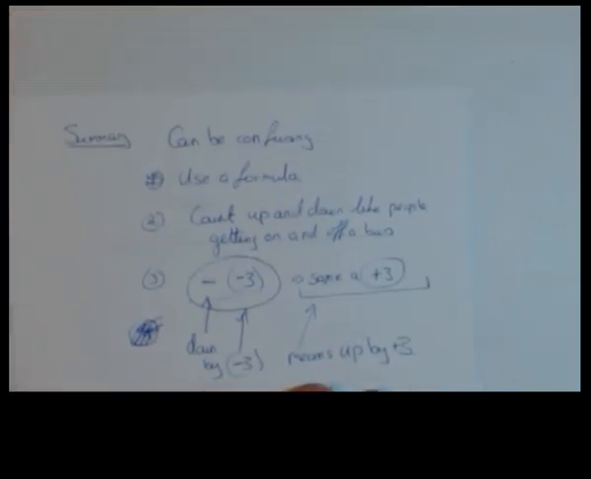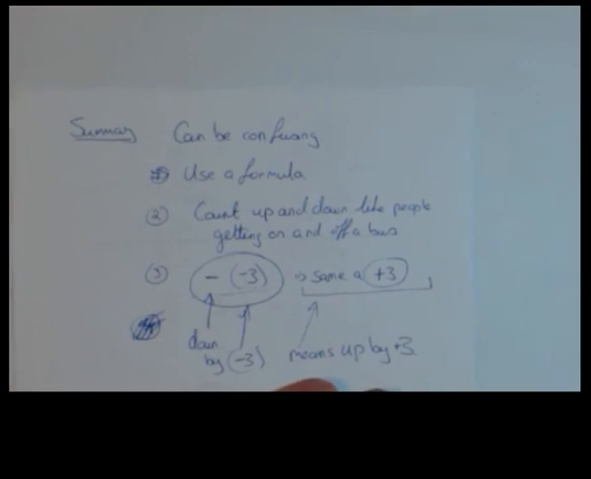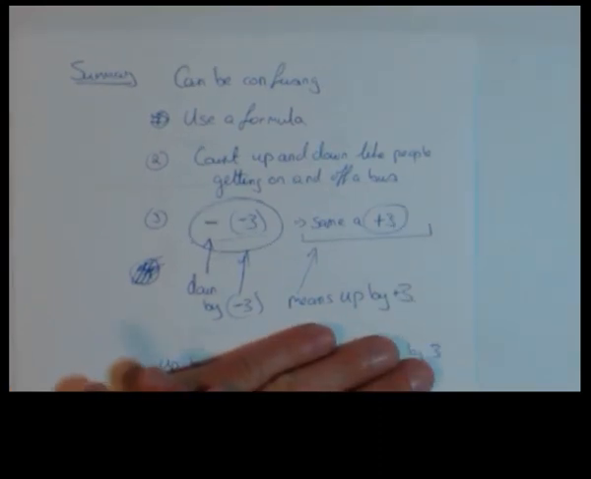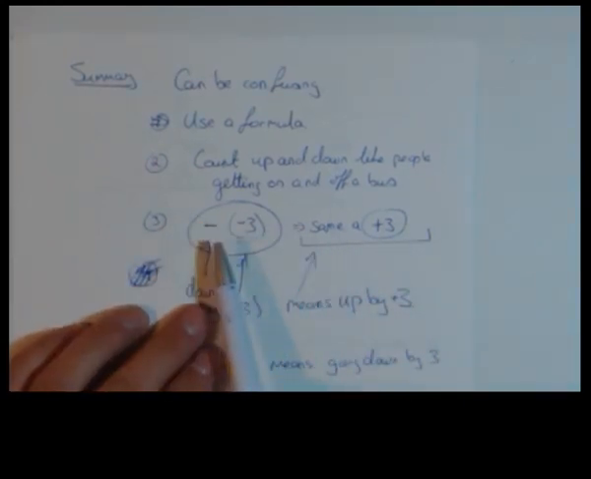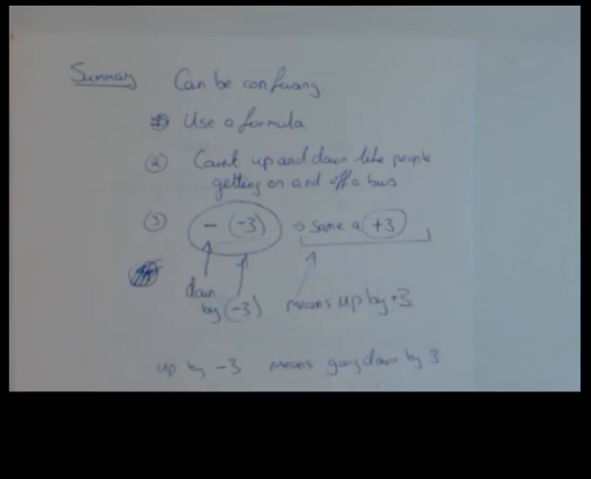Okay, but in general, use a formula using numbers that you know how to use, then just count up and down like people getting on and off a bus, and just remember that when we've got 2 subtractions, when you're subtracting a negative number, it's the same as adding a number. So have a go at those questions and see how it goes.